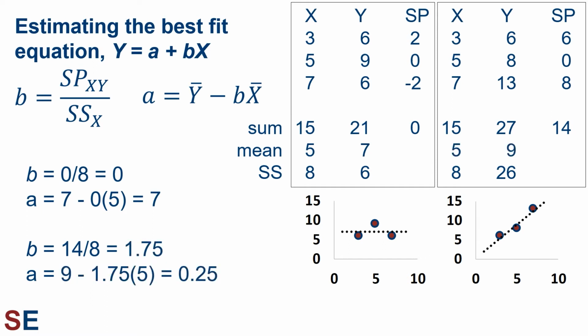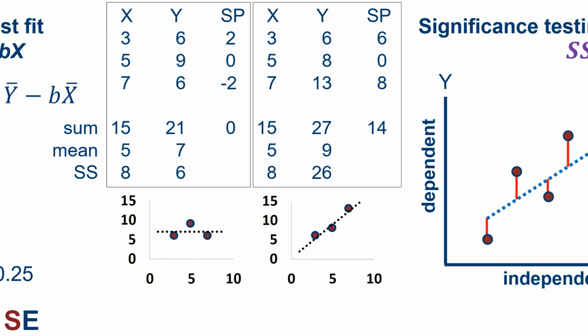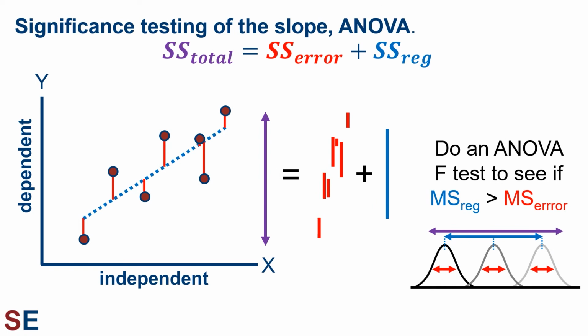We can see from looking at each of these plots of the data, and the best fit lines, that the equations make sense. On the left, a y-intercept of 7 and a slope of 0 seems appropriate to represent the lack of a relationship between x and y. On the right, a y-intercept of 0.25 and a slope of 1.75 defines a line that represents the pattern of the data quite well. Once we have a best fit line equation, our next step is to perform significance testing of that slope. The first approach we'll look at is the ANOVA approach.